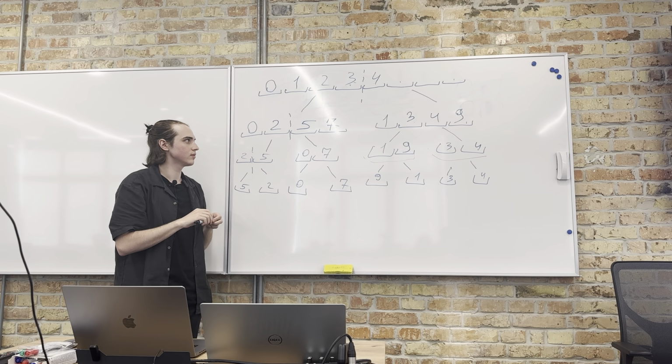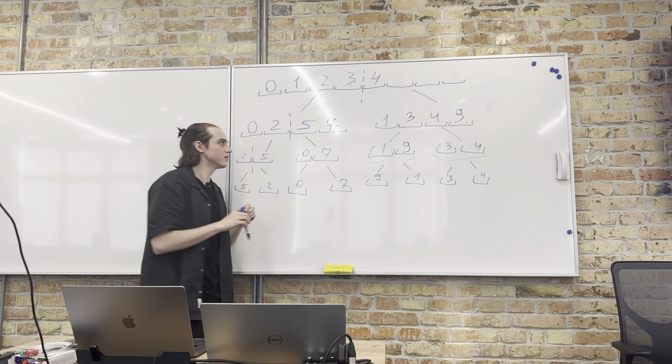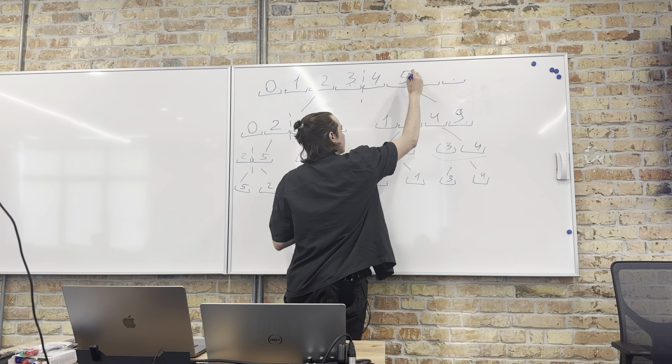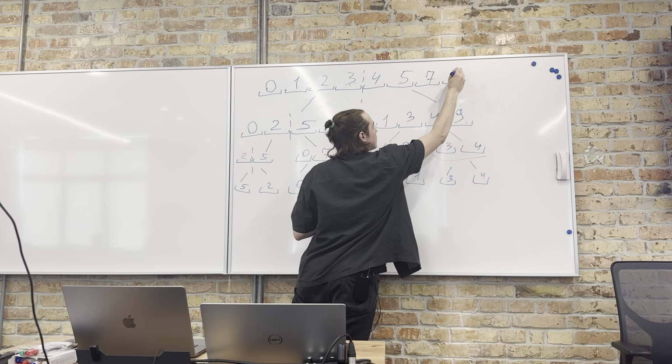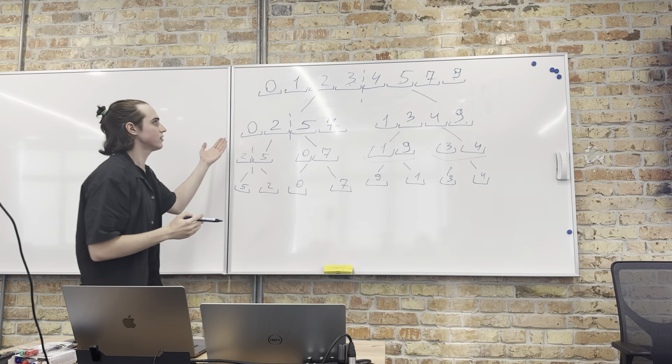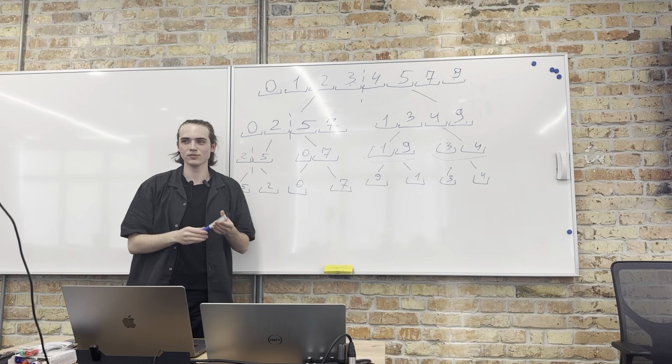Oh, 9 is... But you forgot about 5. What are we doing with 5? Comparing the 5 with 9. The 5 is less than 9. And after that, we are comparing 7. And now we have a sorted list. Thank you for your help.